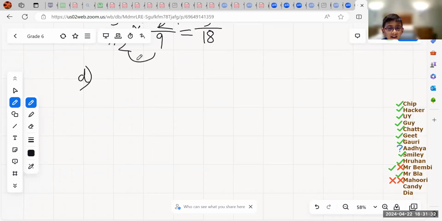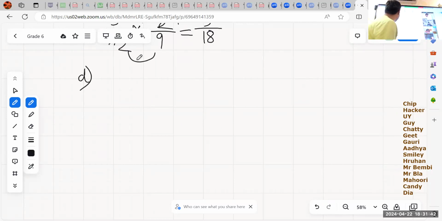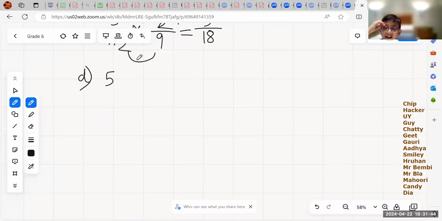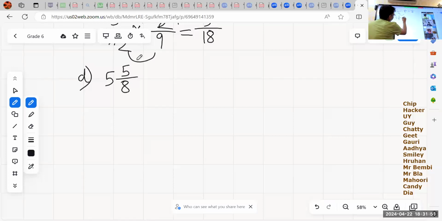Sir, who invented this change? Like, who has the power to change division to multiplication? Sato invented. Sir, I don't have the power. 5 by 8 divided by 5 by 6.